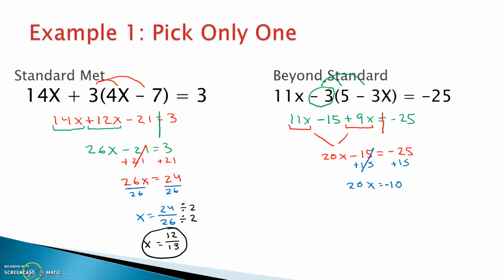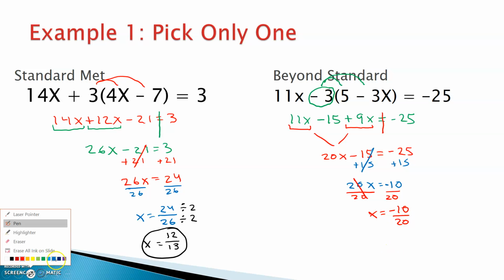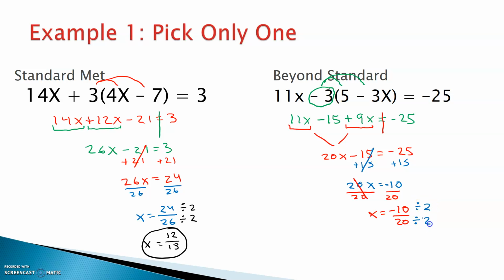Last thing that I have to do here, I'm going to divide both sides by 20. Divide by 20. X is equal to negative 10 over 20. But again, just like this one over here, ask yourself, can I reduce that fraction a little bit more? What can I divide the top and the bottom by? And again, start small. If it doesn't simplify all the way, we can do this whole process one more time. I'm going to think of 2 here.